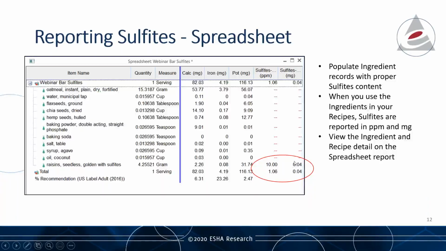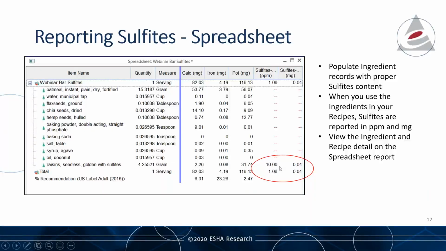But the milligrams is being calculated as milligrams per kilogram of ingredient. So it's being used to determine how much of the finished product contains, how many parts per million are contained in the finished product. So occurrences when you would see changes to this number, here I just have one ingredient that is contributing to sulfites.